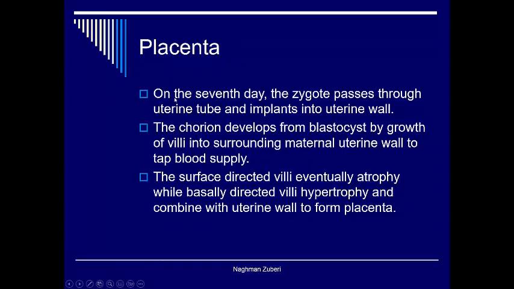Placenta. On the 7th day, the zygote passes through the uterine tube and implants into the uterine wall. The chorion develops from the blastocyst by growth of villi into the surrounding maternal uterine wall to tap the blood supply. The surface directed villi eventually atrophy, while basally directed villi hypertrophy and combine with the uterine wall to form the placenta.